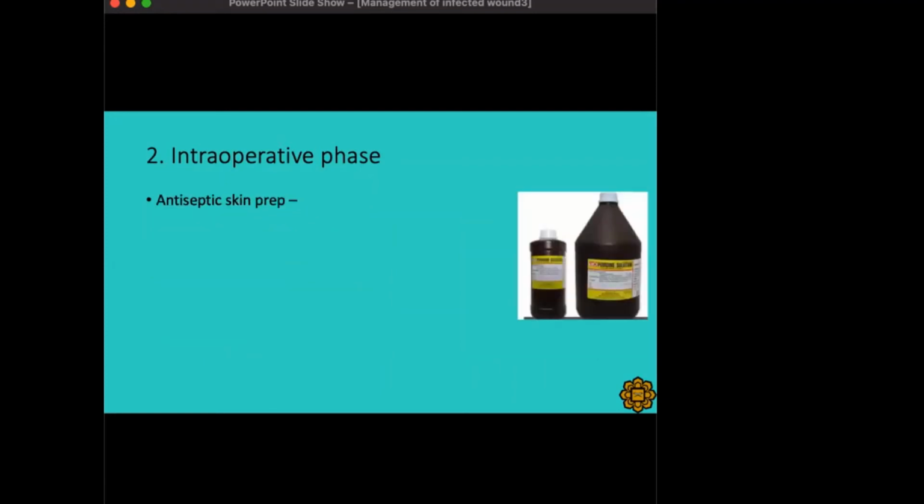Intraoperative phase, antiseptic skin prep. There's no difference in SSI rate between chlorhexidine and povidone. So both are equally good.